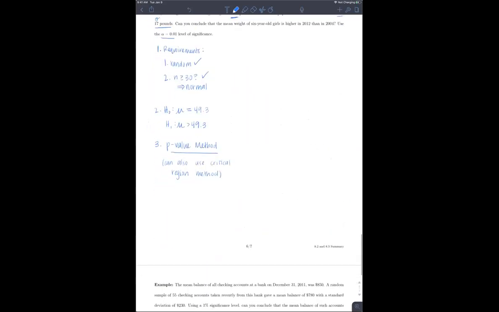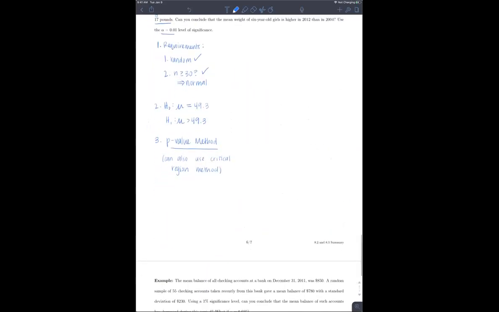Okay, so how does the p-value method start? What do I find first? And what am I going to use? I'm going to launch this poll again. Which calculator function am I going to use to find all of the stuff I need?